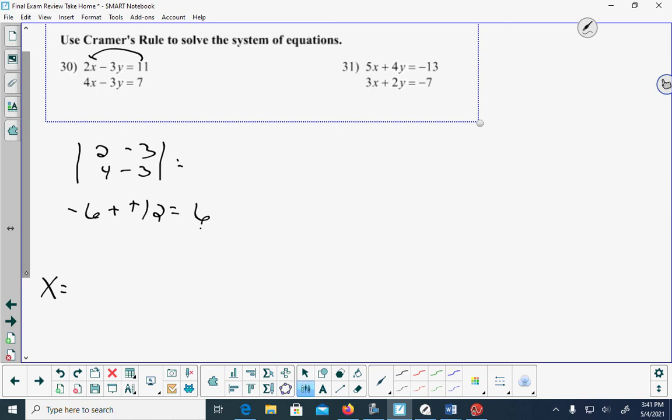Then to find my x's, I am going to find the determinant of putting the answers in the x column. So I'm going to do 11 and 7 here. The -3 and the -3 stay the same. Whatever answer I get, I'm going to divide by 6. When I do this determinant, it's -33 minus a -21, I get -12 over 6, which ends up being a -2.